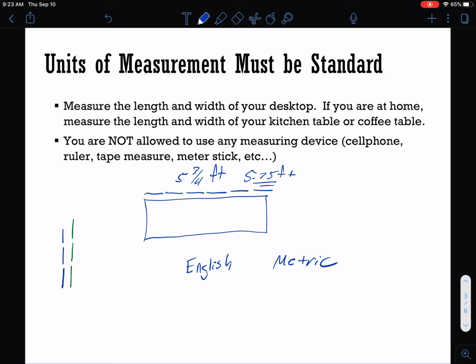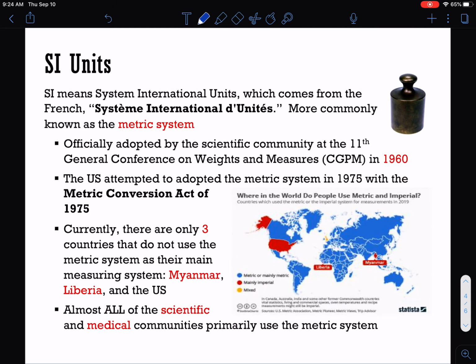And because of this, and it wasn't standard, because here in America, we still use the English system instead of the metric system. Because of that, the satellite crashed because somebody didn't do the right conversions and because the measurements weren't standard. Measurements must be standard.